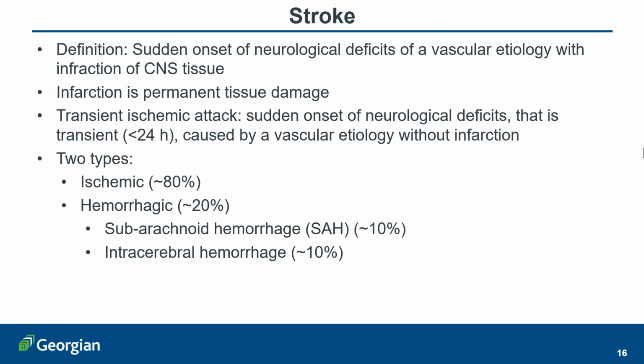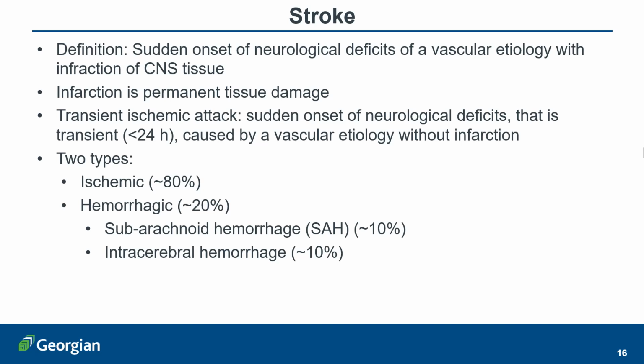Before we discuss intracerebral hemorrhage, which is the fourth type of a traumatic brain injury, we're going to discuss strokes more generally speaking. So what is the definition of a stroke? Stroke is a sudden onset of neurological deficits due to a vascular etiology with infarction of the CNS tissue. And remember, infarction is permanent tissue damage or evidence of permanent tissue damage.